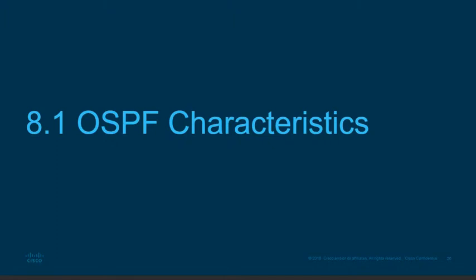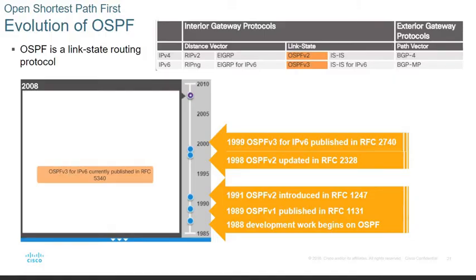8.1 OSPF Characteristics. OSPF is a link state routing protocol, Open Shortest Path First. Evolution of OSPF: development work begins on OSPF in 1987, OSPFv1 published in RFC 1131 in 1989, OSPFv2 introduced in RFC 1247 in 1991, OSPFv2 updated in RFC 2328 in 1998, and OSPFv3 for IPv6 published in RFC 2740 in 1999.